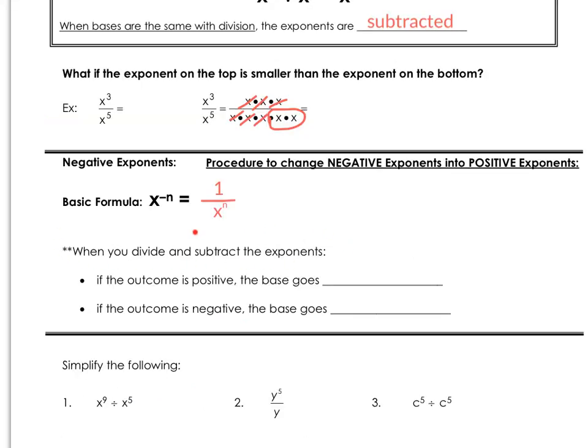So when we divide and subtract exponents, there's something important we have to remember here. If the outcome is positive, the base goes in the numerator, or on the top. But if the outcome is negative, the base goes in the denominator, or on the bottom. So it's something that we have to remember here. So you might want to highlight or star or indicate that this is something that we need to know. When we divide and subtract exponents, these are what we have to do. Okay, let's look at a couple examples.